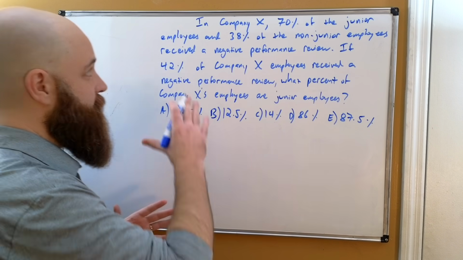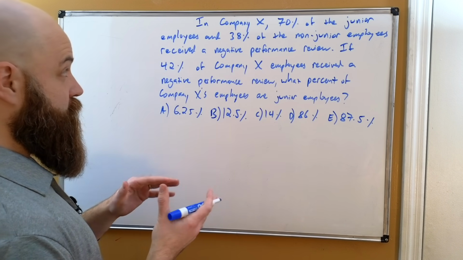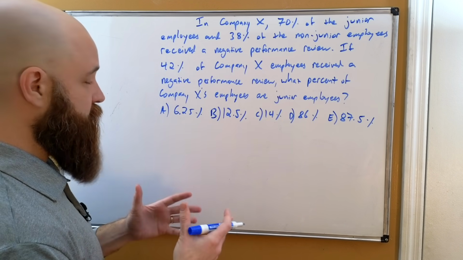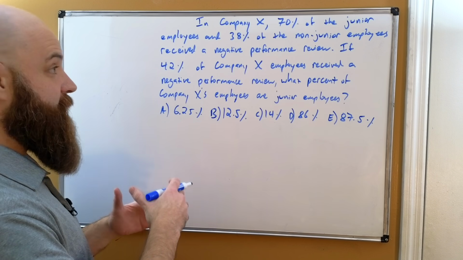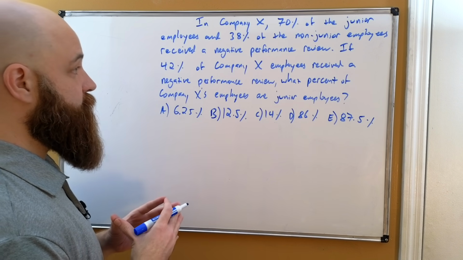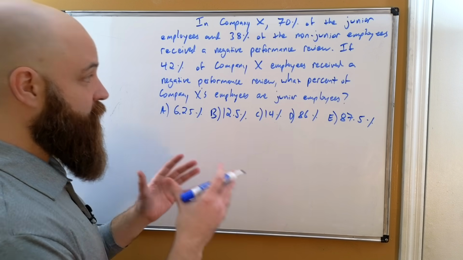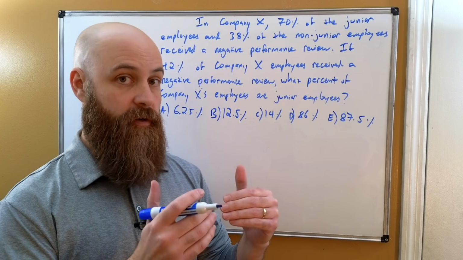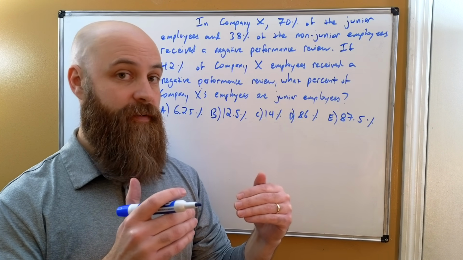Okay, so in company X, 70% of the junior employees and 38% of the non-junior employees received a negative performance review. If 42% of company X employees received a negative performance review, what percent of company X's employees are junior employees?